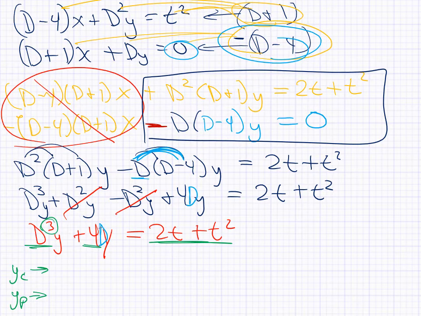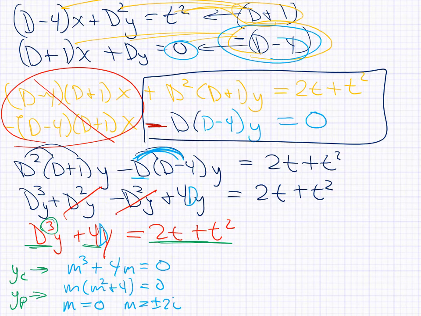All right, so let's see here. We're going to have m cubed plus 4m equals 0 as our auxiliary equation. So m times (m squared plus 4) equals 0, so m equals 0, and m equals plus or minus 2i. So we get 3 solutions.